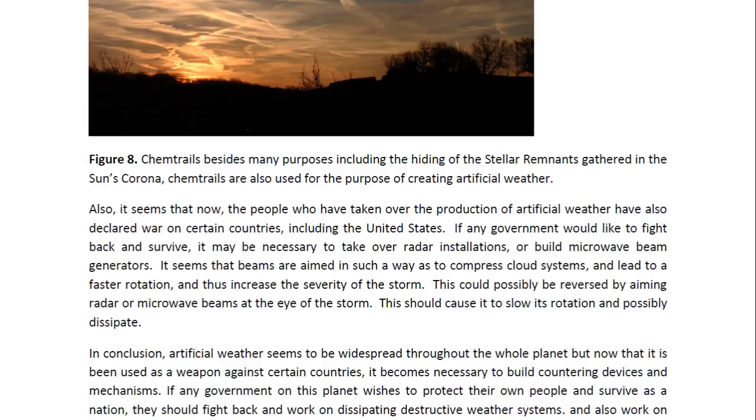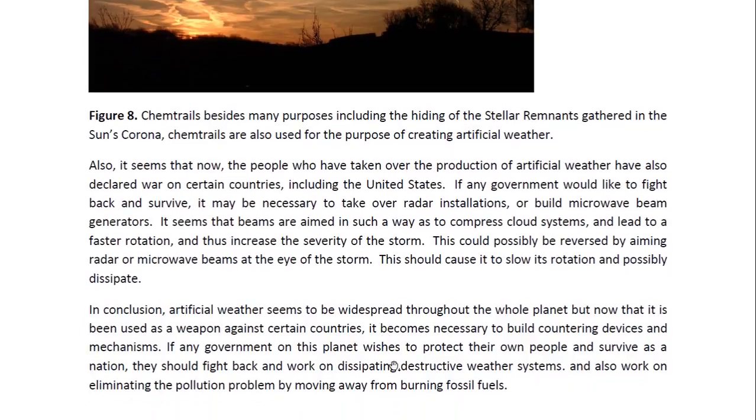So all governments that want to fight this war on their own people and on their ability to survive as a government should therefore look at producing these microwave beams and aiming them at the eye of these storms that are destroying their countries and their economies.